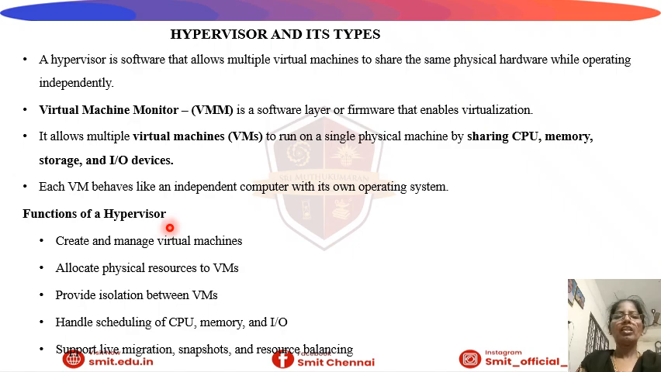Some functions of the hypervisor: it creates and manages the virtual machines, and allocates the physical resources to them. It provides isolation between the virtual machines, and handles scheduling of CPU, memory, and I/O. I/O means input output devices. It supports live migration, snapshots, and resource balancing. These are the functions of a hypervisor.